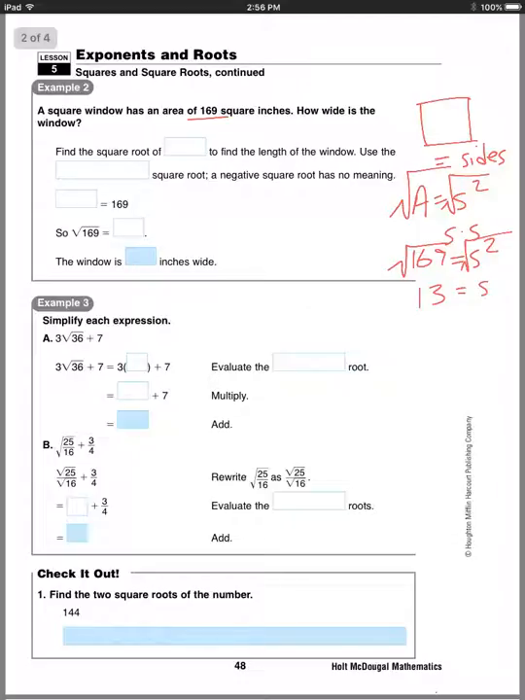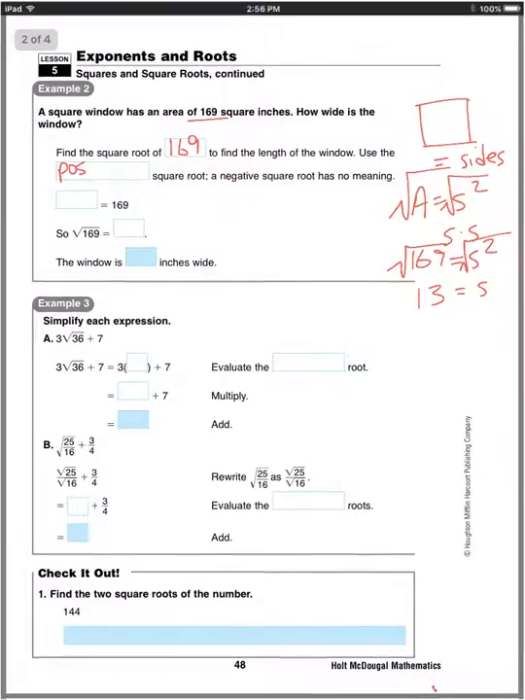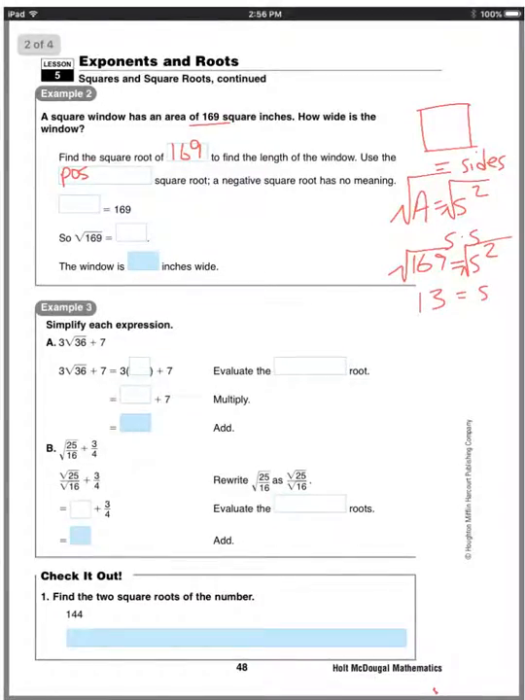So find the square root of 169 to find the length of the window. Use the positive square root, because more often than not, we're always going to just use the positive square root, unless it tells us to find two. A negative square root has no meaning, because a side cannot be negative 13 inches. It can only be positive 13 inches, because it's the length. So, 13 squared equals 169, so the square root of 169 is 13. So the window is 13 inches long.